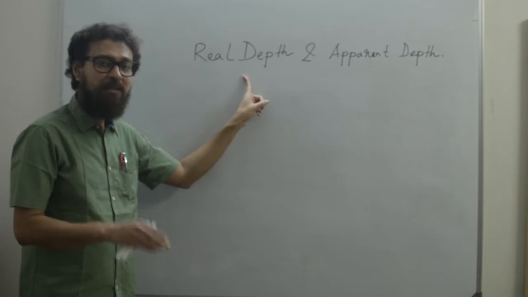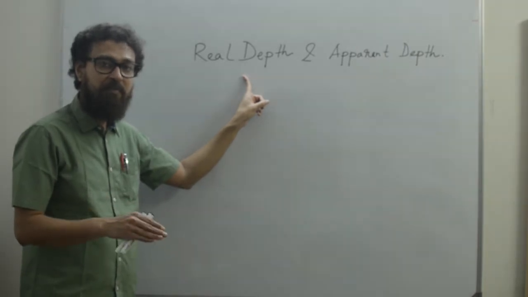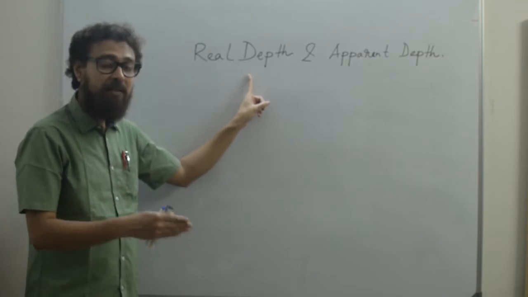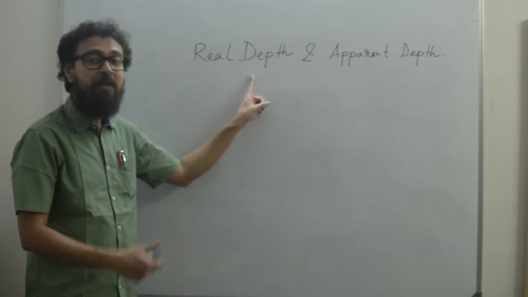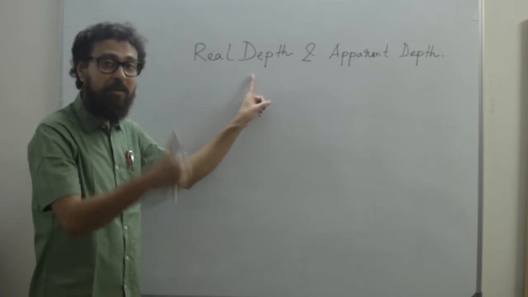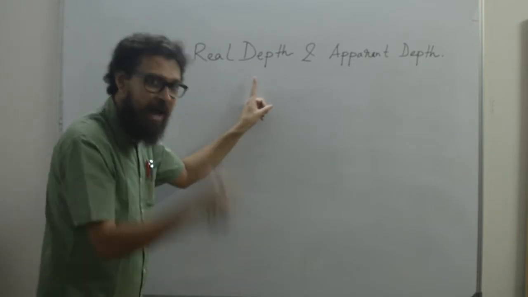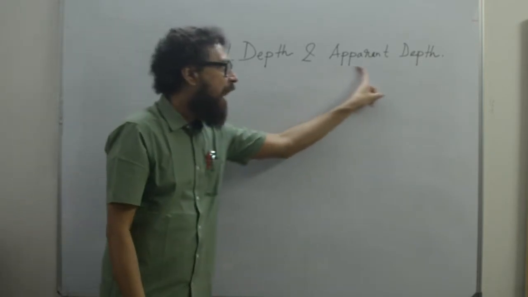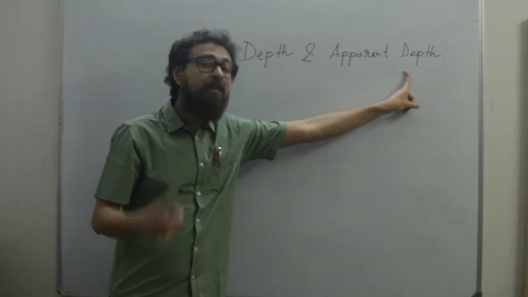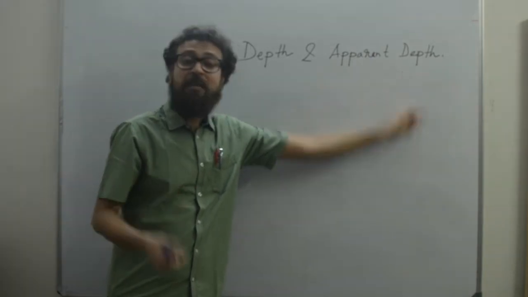This is nothing but an optical illusion, because light is traveling from denser to rarer medium, and you know that when light travels from denser to rarer medium, the refracted ray goes away from the normal, and that actually creates this apparent depth. What do we call it? Optical illusion.